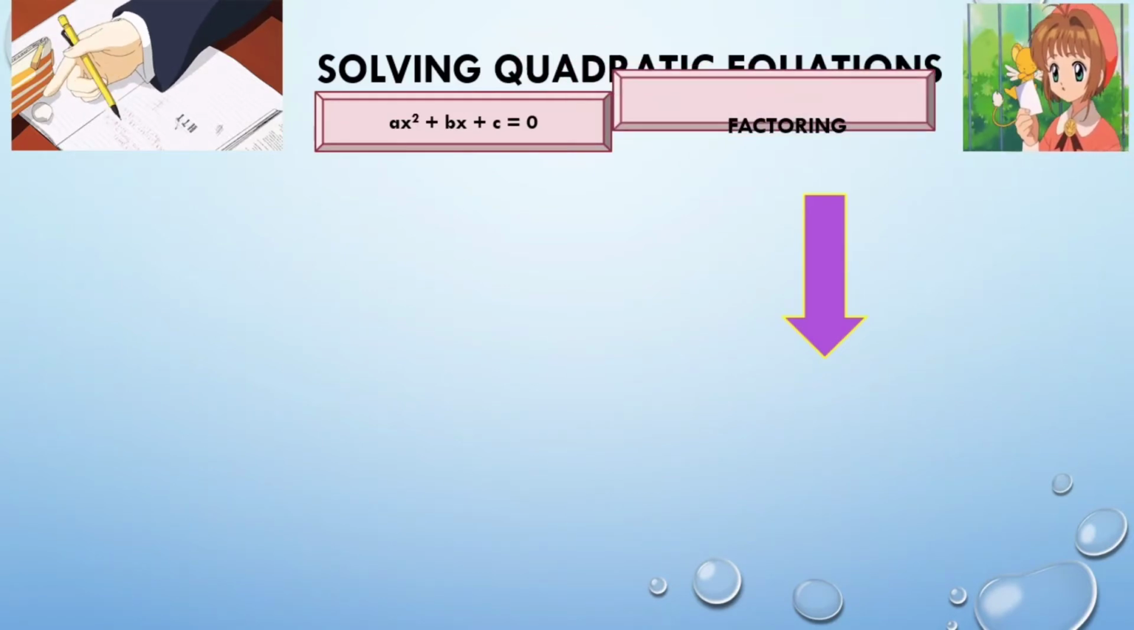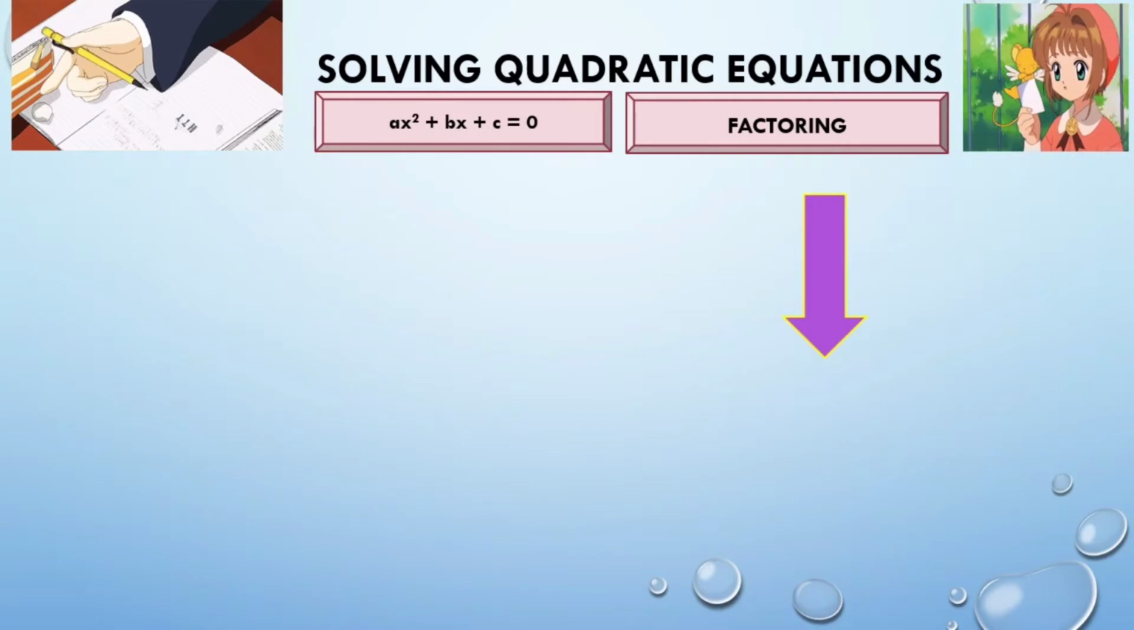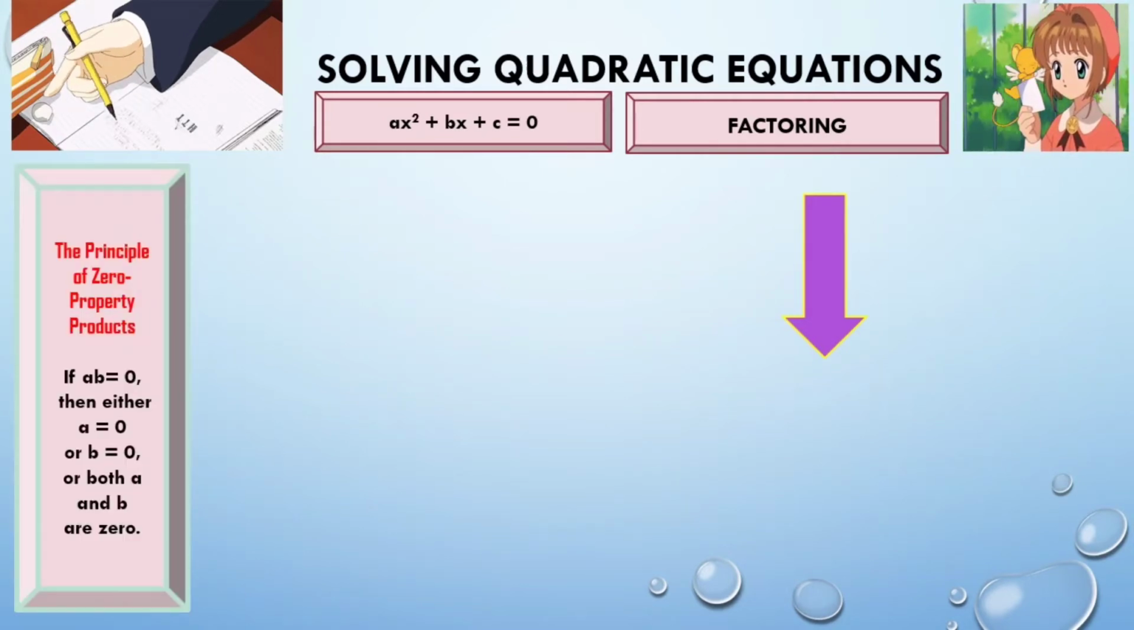So remember that the standard form of a quadratic equation is expressed as ax squared plus bx plus c is equal to 0. But before we go on, let us review the zero product property. If a times b is 0, then either a is equal to 0 or b is equal to 0, or it could be both a and b are 0. Of course, any number multiplied by 0 is 0. So if 0 is multiplied to 0, it will also give us an answer of 0.